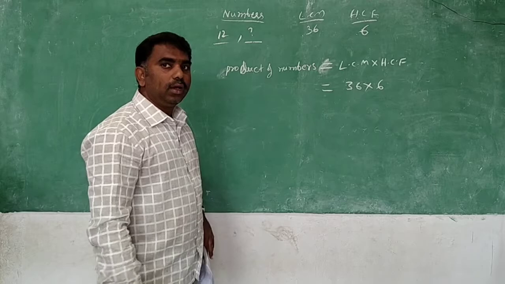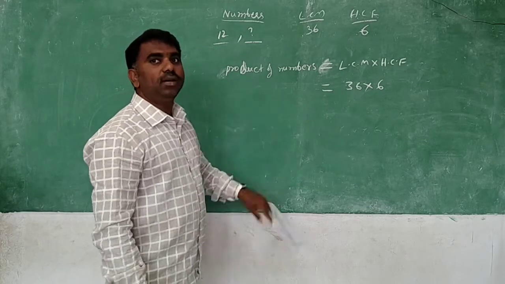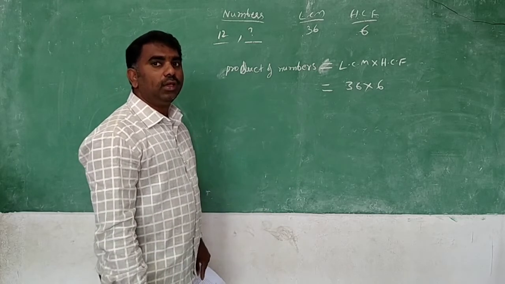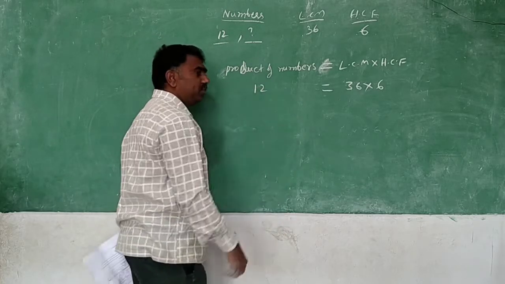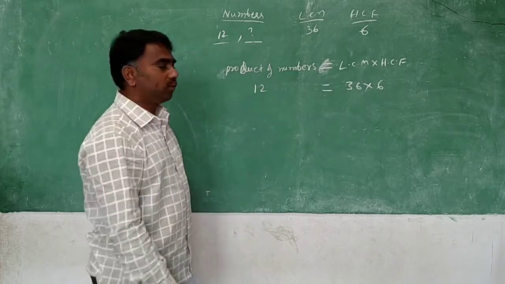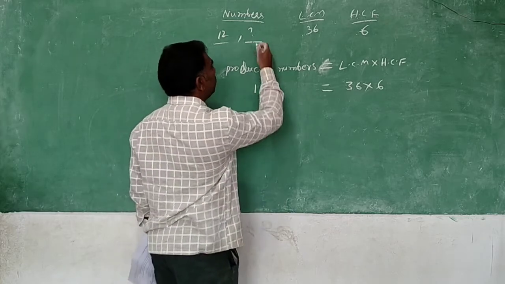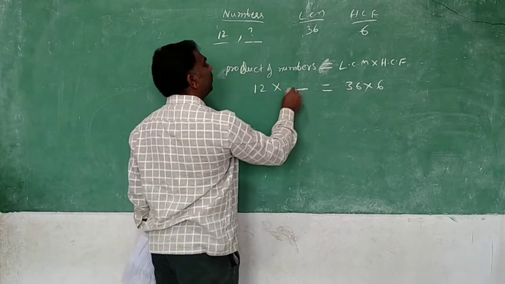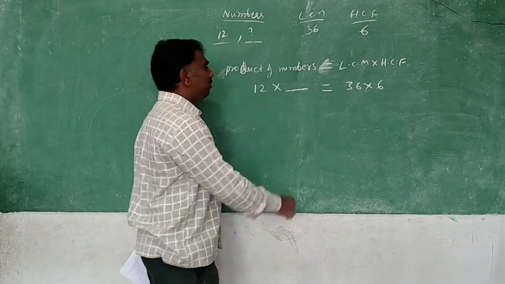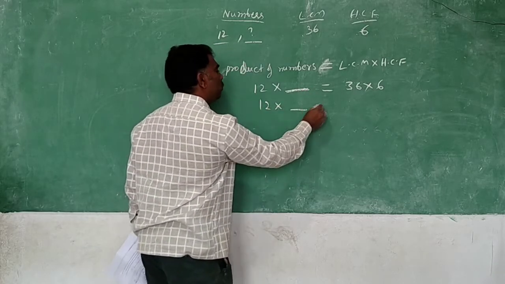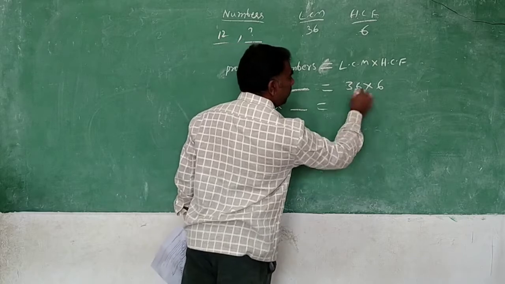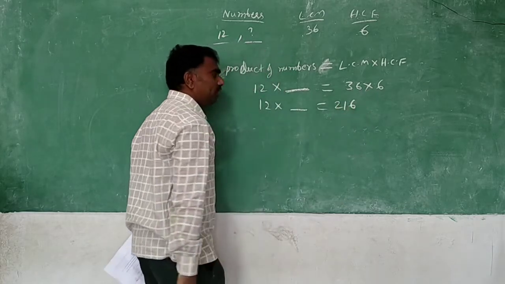And here, product of numbers means if you multiply the numbers. Product of numbers means multiplying the numbers. One number is 12, the other number we don't know. So now what will you write? 12 into dash. If you multiply you will get 216.